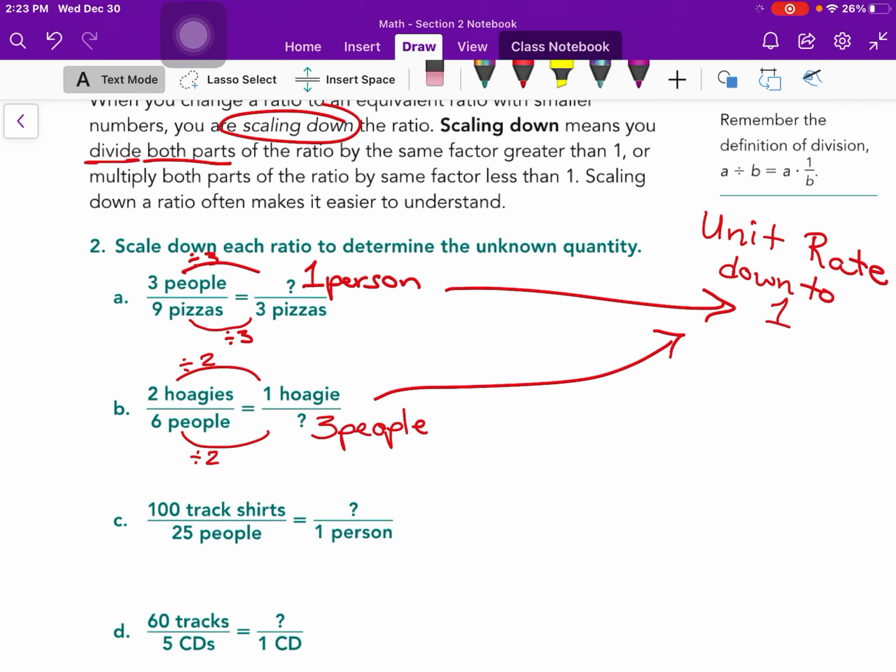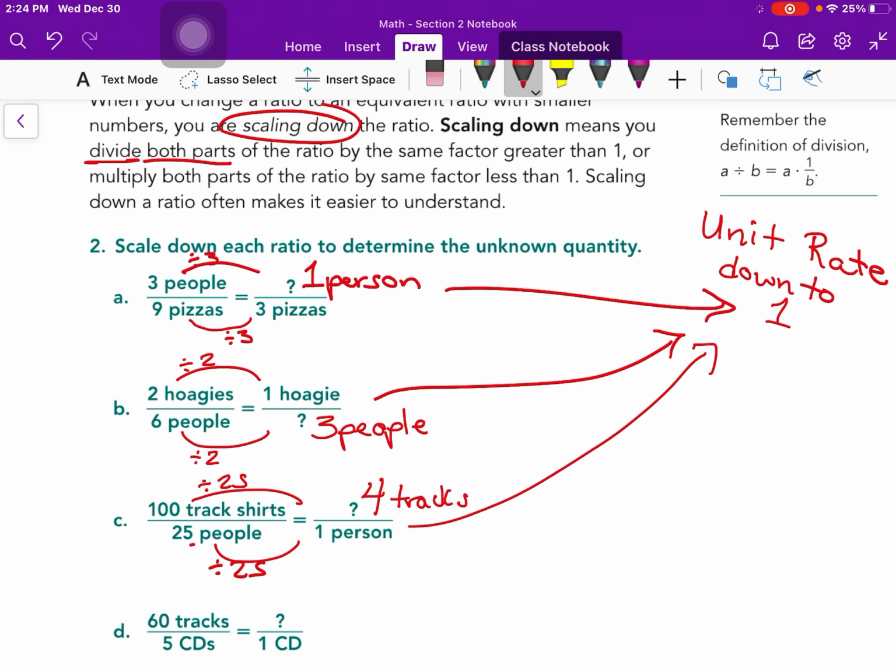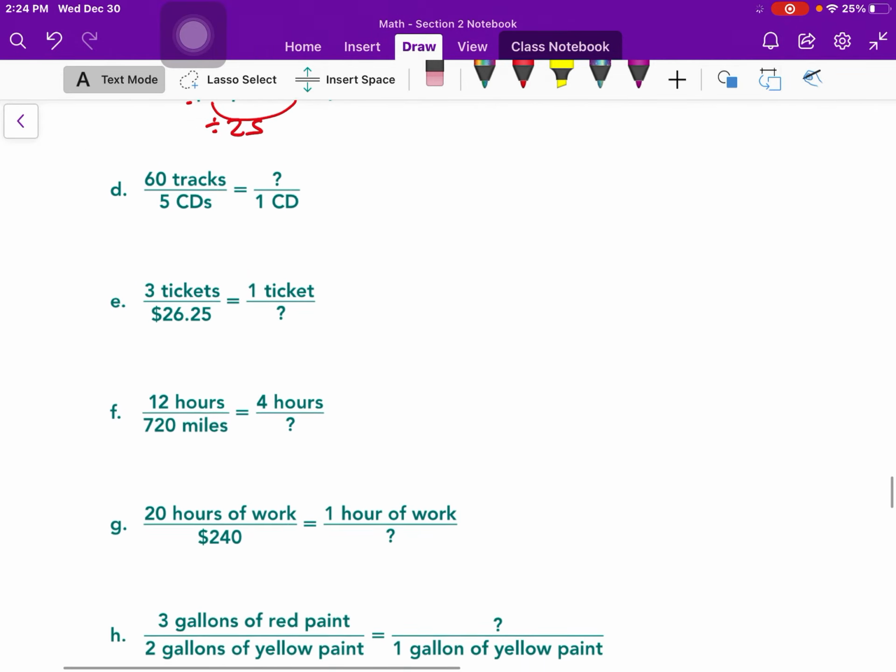You got 100 track shirts for 25 people. How many track shirts for 1 person? Again, if we're getting it down to 1, that's another unit rate. And what do I divide by to go from 25 to 1? I divide by 25. So I do that to the top, and I divide by 25, and I know 100 divided by 25 from quarters, and so I know 100 divided by 25 is 4. So 4 track shirts per person. Not sure why they need 4, but that's what it's telling us.